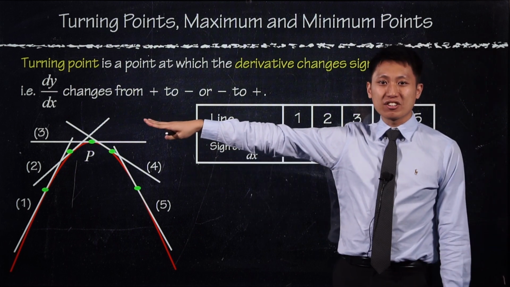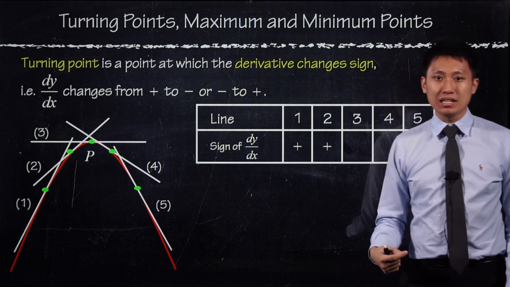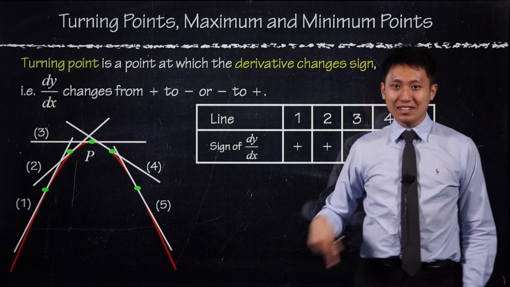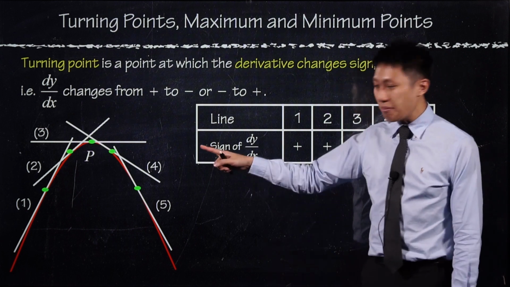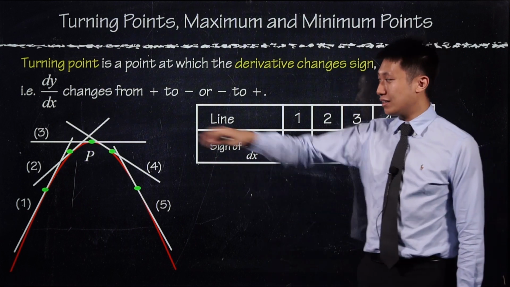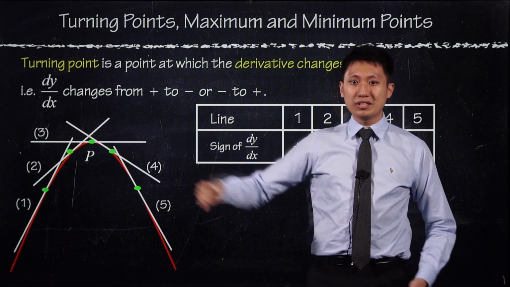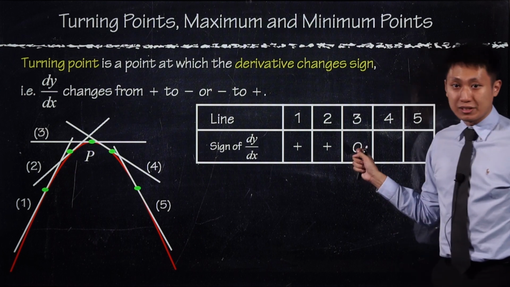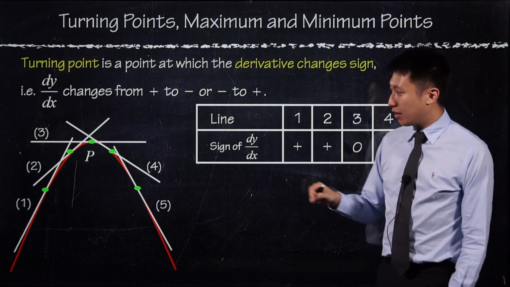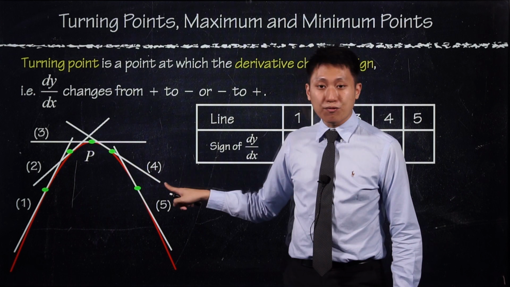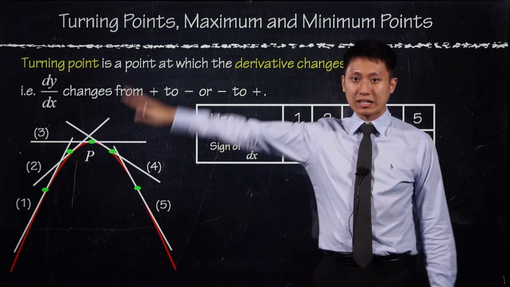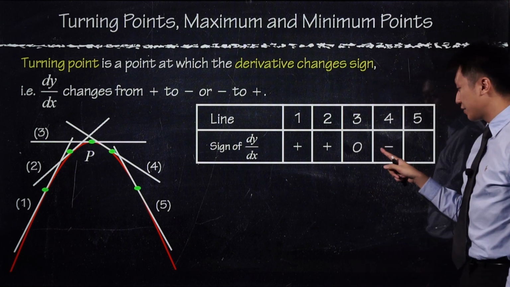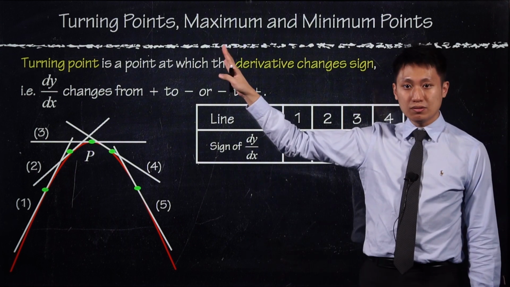Line 3 is a horizontal line. What is the sign of dy/dx? Anyone? Yes, m is 0, because it's horizontal. Horizontal means no slope, and no slope means m is 0. So the slope is 0. Next, the fourth line looks like this, so it has a negative slope. So this changes to negative, and 5 is also negative.